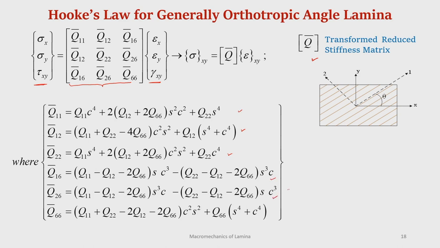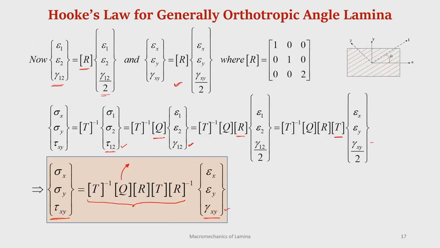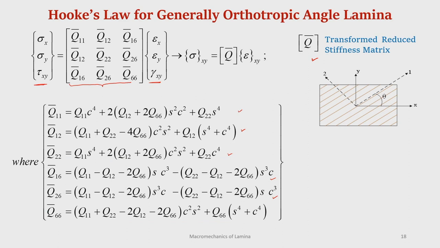As you can see, this is nothing but a function of Q11, Q12, Q22, Q66 and sin theta, cos theta, because R consists of numbers, and T is a function of sin theta and cos theta. Therefore, all the elements of the transformed reduced stiffness matrix are expressed in terms of the reduced stiffness matrix and theta. What is theta? Theta is the fiber orientation angle, the angle which the 1-2 axis makes with the x-y axis.